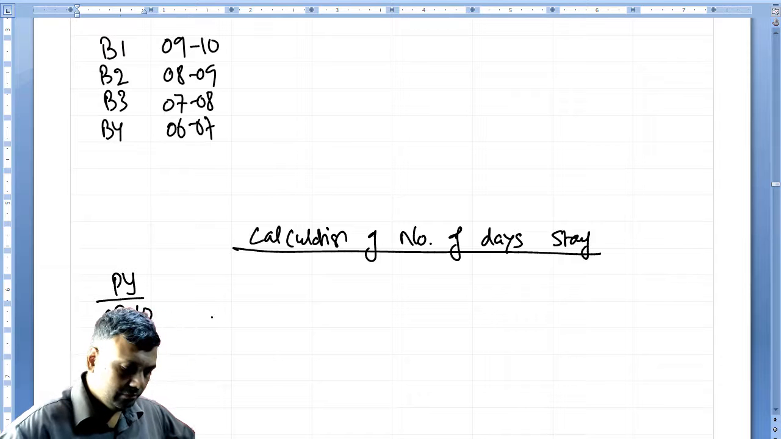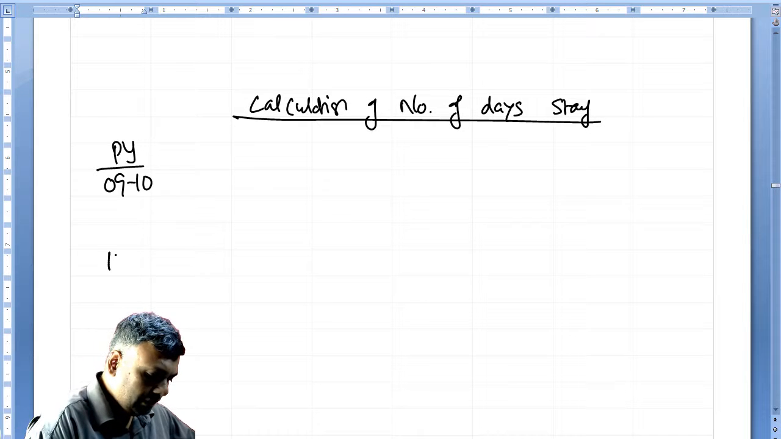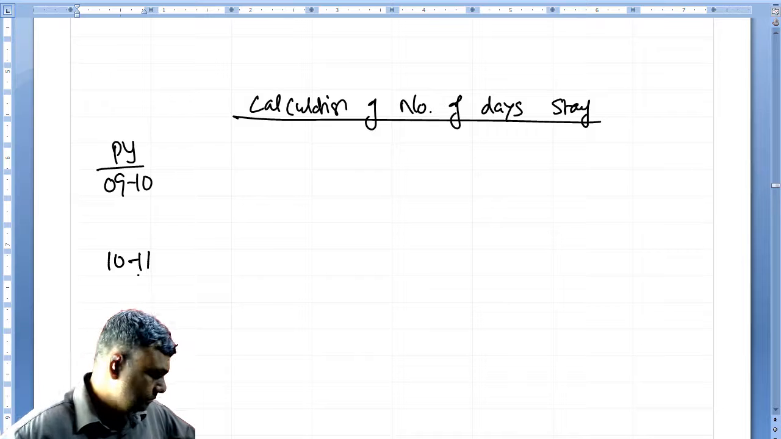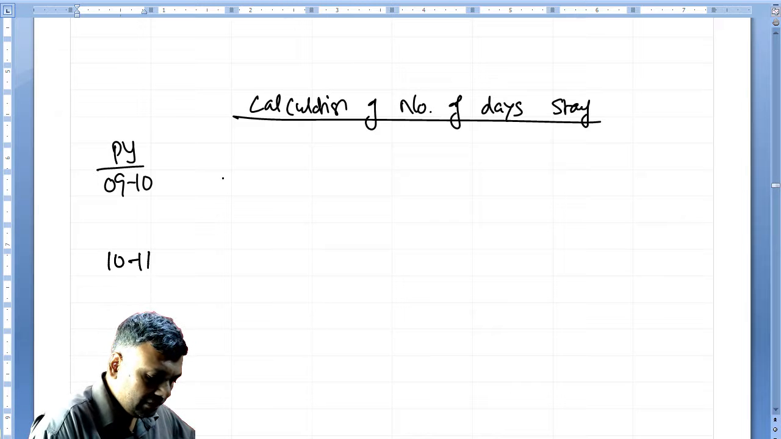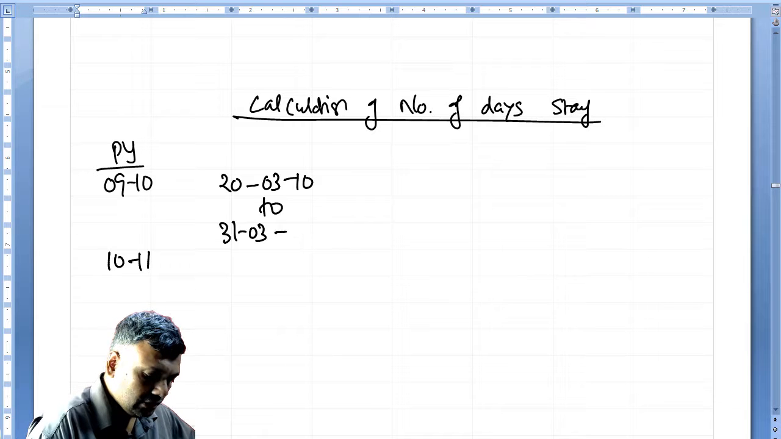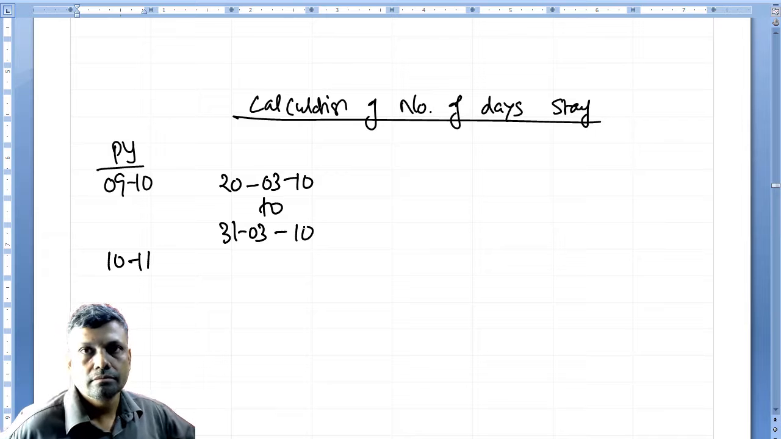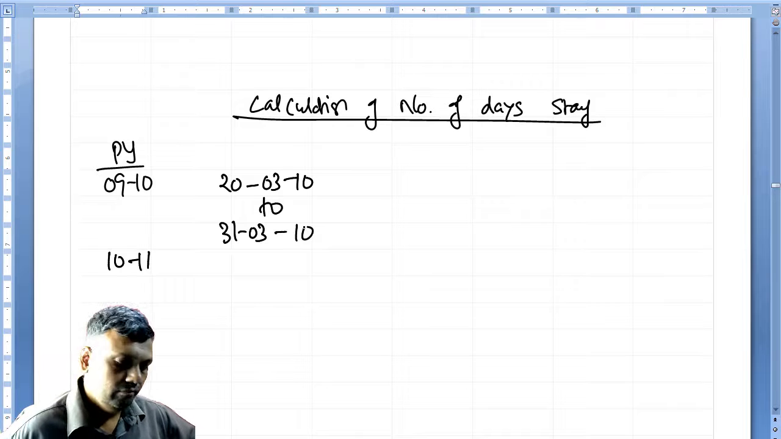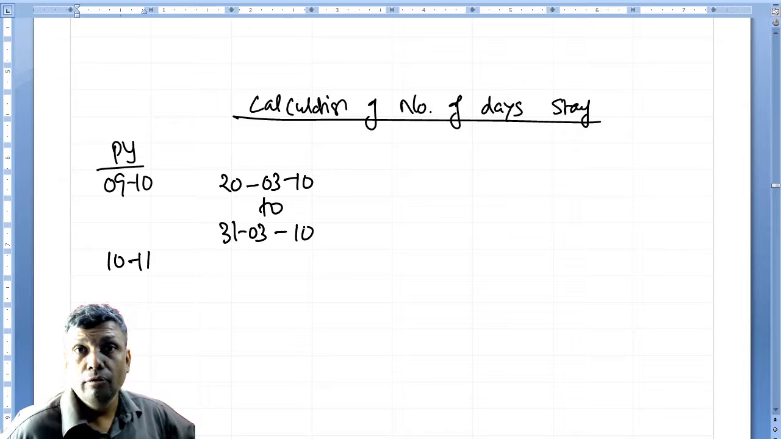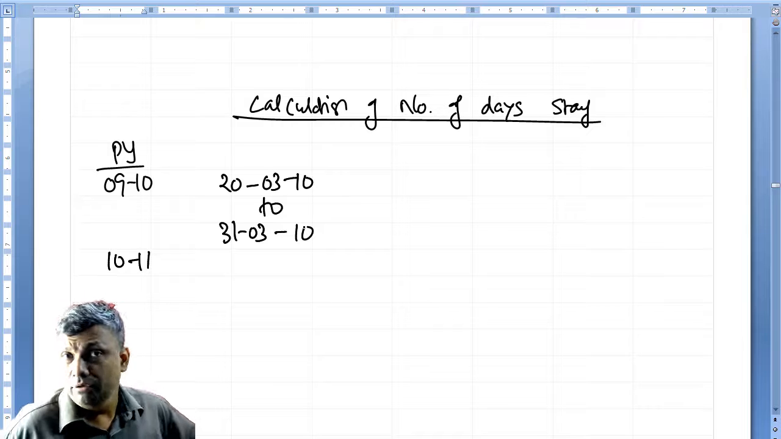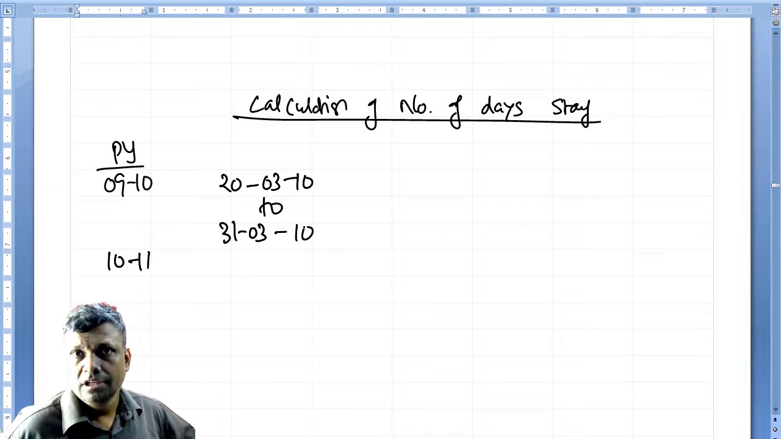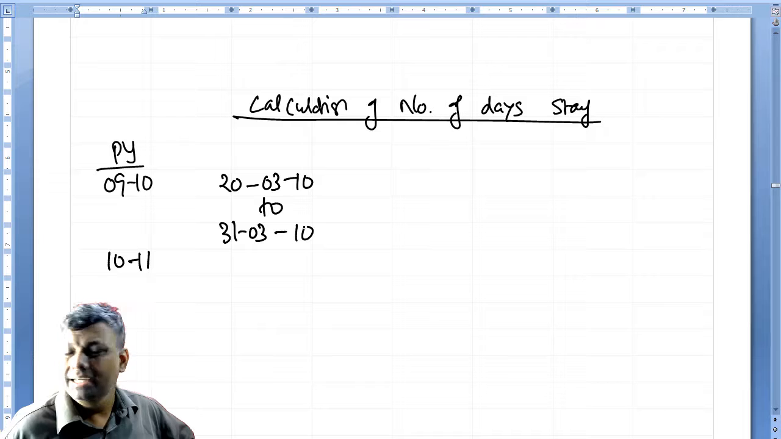Previous year 9-10. Previous year 10-11. In 9-10 he is present 20th of March 2010 to 31st of March 2010. Day of entry, I repeat, day of entry and the day of exit, both of them are always included as a stay in India. So, say for example, on the day of entry you stayed in India maybe only for say 20 hours. You don't have to think about that hourly calculation. Keep this in mind, it's a simple thumb rule.